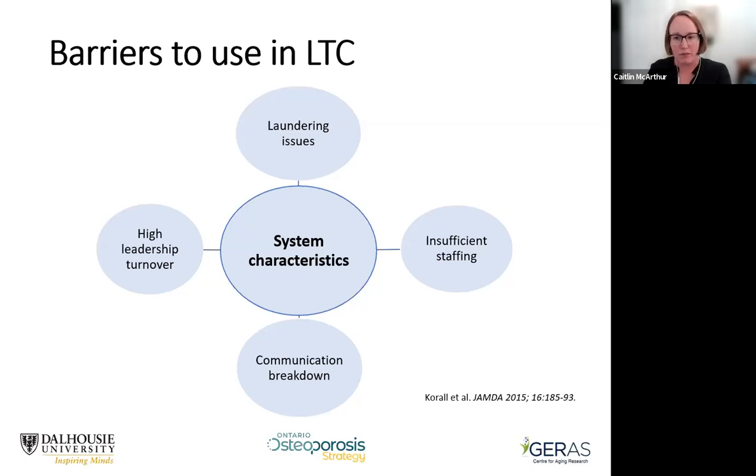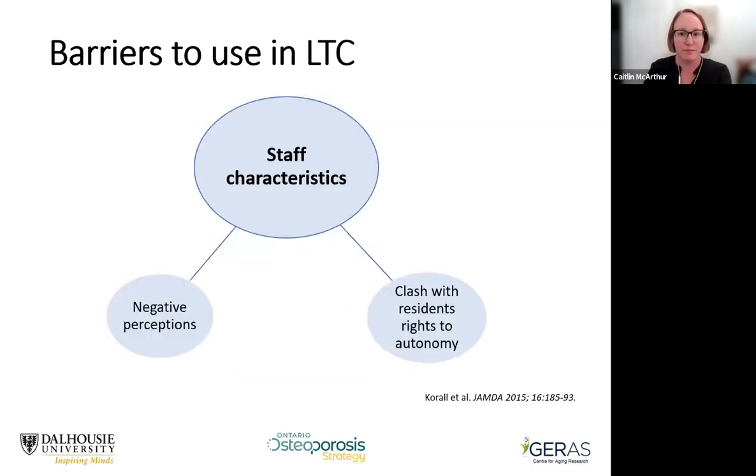And then communication breakdowns. So the fact that the person is wearing a hip protector, maybe it's not documented in their care plan. Maybe care aides are not aware of the fact that they should even be wearing them, or they don't understand the benefits. So not having time, but also not having that good communication of why they are important.